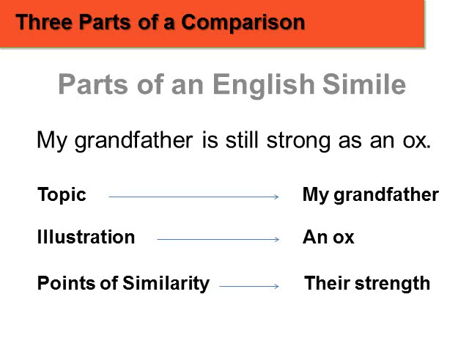In this sentence, all three parts are stated explicitly, or said in a clear and direct way. It is easy to find the topic, illustration, and the point of similarity. The writer wants you to know that just as an ox is very strong and can pull heavy loads, their grandfather is very strong and can do hard work.